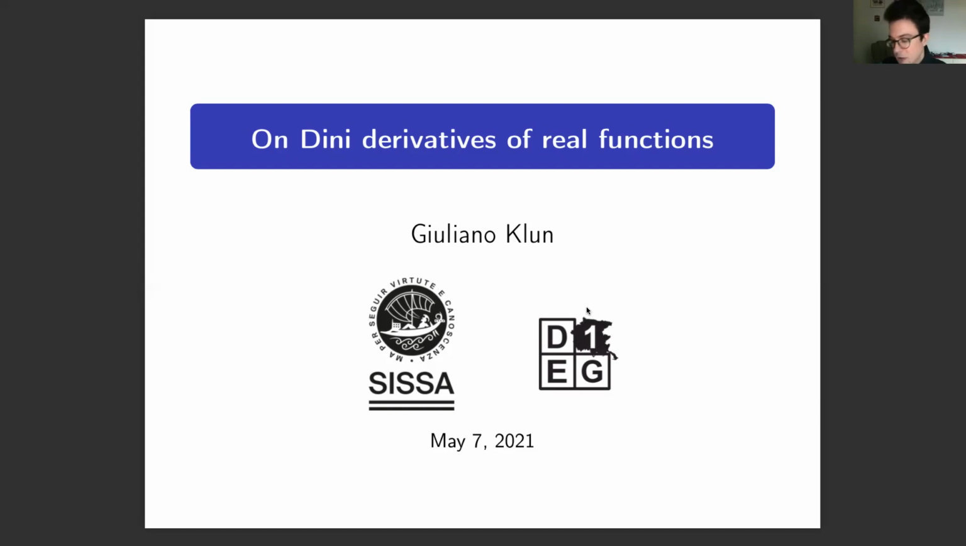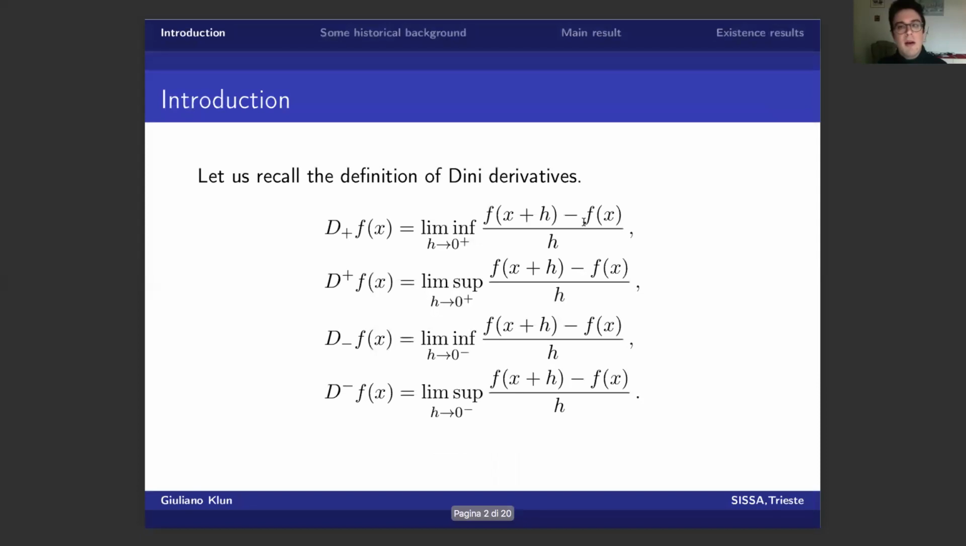So today I will speak about my last article with Professor Fonda and Andrea Specci, that is about Dini derivatives of real functions. To start, let me recall the definition of Dini derivatives, that are four quantities that can be real numbers or plus or minus infinity, called the lower right, the upper right, the lower left, and the upper left Dini derivatives, that are respectively the lim-inf and the lim-sup from the right and from the left of the difference quotient of f between the two points x plus h and x.